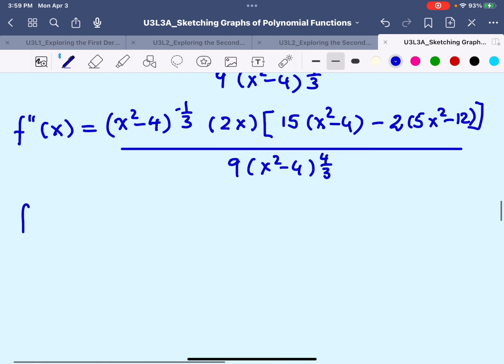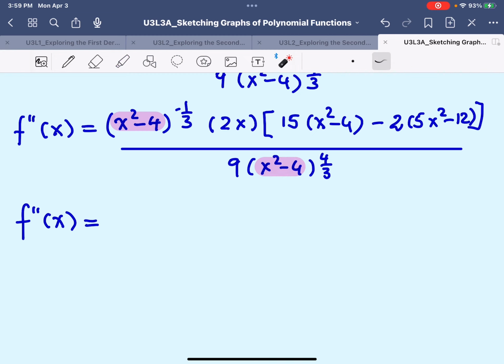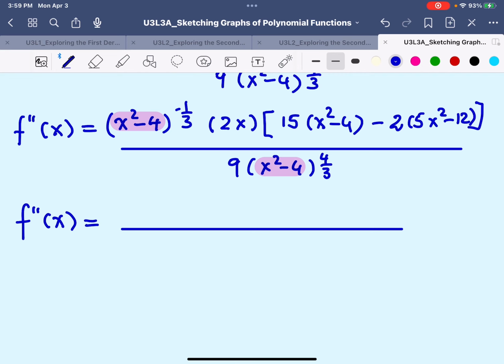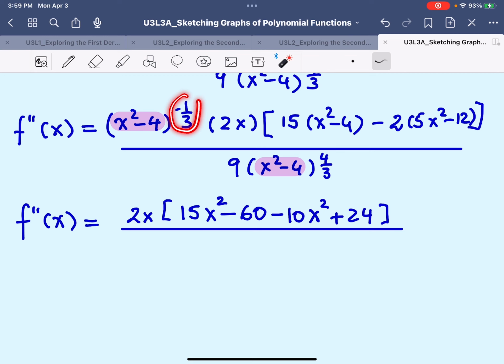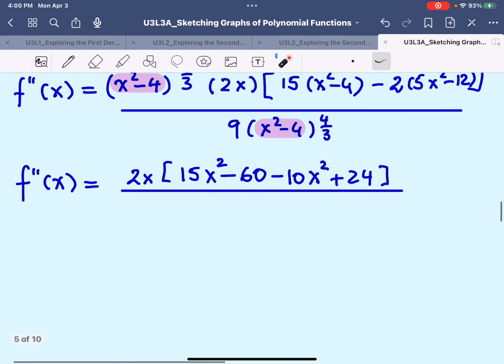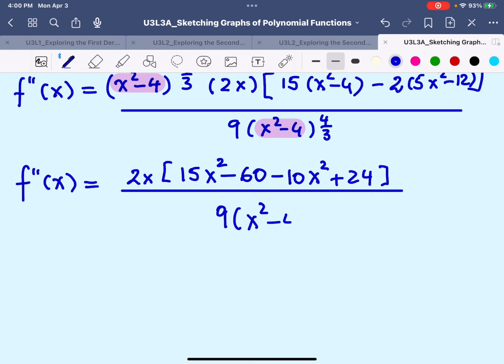Now let's continue to the next step. We have f''(x) again equals. Now notice that this common factor here will be simplifying the denominator. So we have 2x in here still sitting there. We have 15x squared minus 60, and then minus 10x squared plus 24. And this power of negative 1 over 3 and 4 over 3 will simplify. So 4 over 3 minus negative 1 over 3 will make a power of 5 over 3. So 9 (x squared minus 4) to the power of, again, 4 over 3 minus negative 1 over 3, right? So that will make plus 1 over 3, which equals basically 5 over 3. So let's write that down.